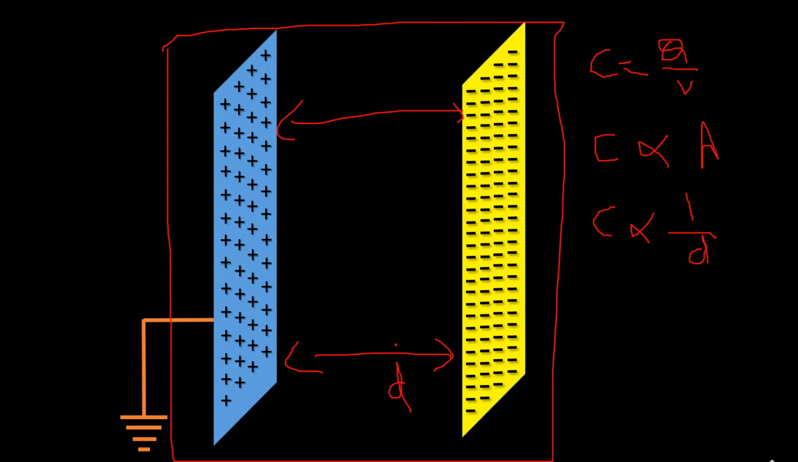But the essential thing is area and distance between plates is important. And in the expression, we should have A in numerator, we should have d in denominator. Maybe d square or d cube or root d, but there should be d appearing because it affects capacitance. And similarly, A is also important. So when we derive expression, we'll verify the expression with these predictions. So let us start with the derivation part.